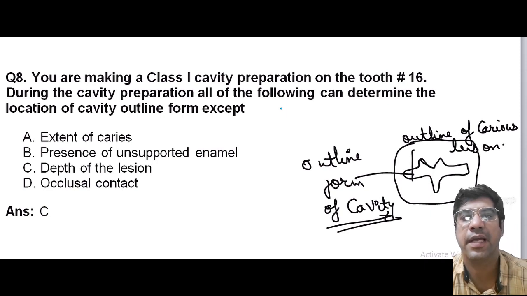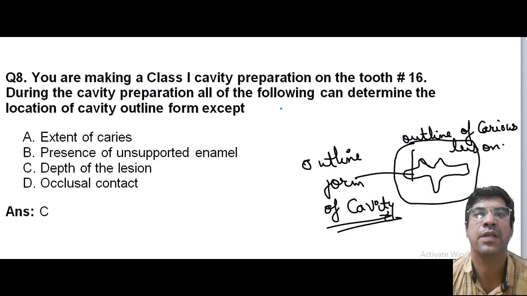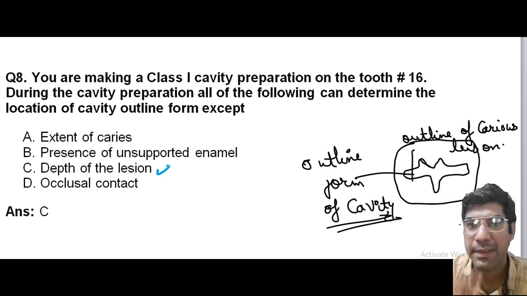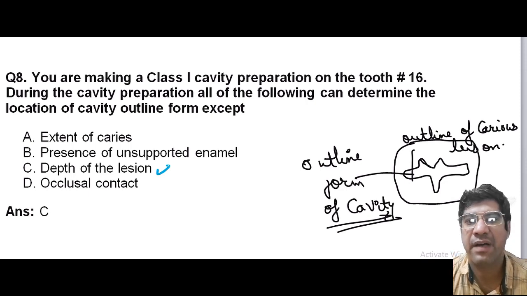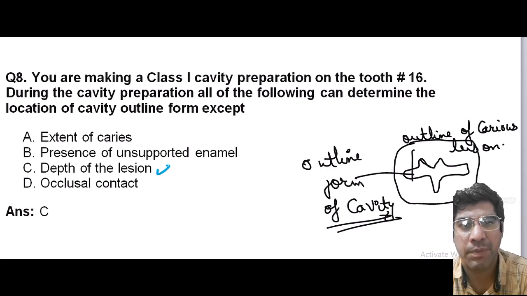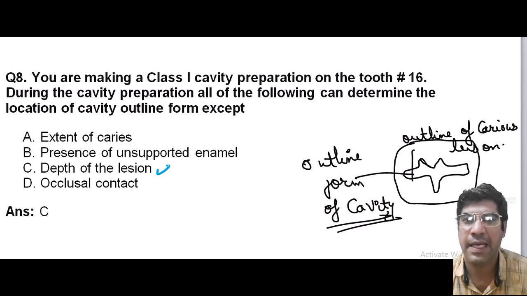You are making a class 1 cavity preparation on tooth 1-6. During the cavity preparation, all of the following can determine the location of the cavity outline form, except: the answer is depth of lesion. So the principle of establishing outline form in dental restoration, first of all, the weakened enamel should be removed. So it is important to identify and remove all the weakened enamel. The weakened enamel may be structurally compromised due to factors like decay or enamel defect. So removing this weakened enamel ensures that the restoration will have a strong foundation.